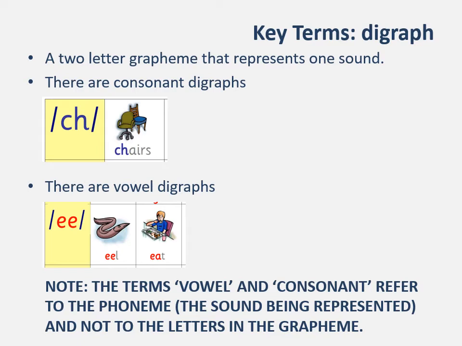Then if we look at the vowel digraphs, we have EE as in eel, makes the sound E, but we can also have EA as in eat to make the sound E. And because they are making a vowel sound, E, it doesn't matter whether the letters themselves are consonants or vowels. The fact that they are making a vowel sound means that they are a vowel digraph.